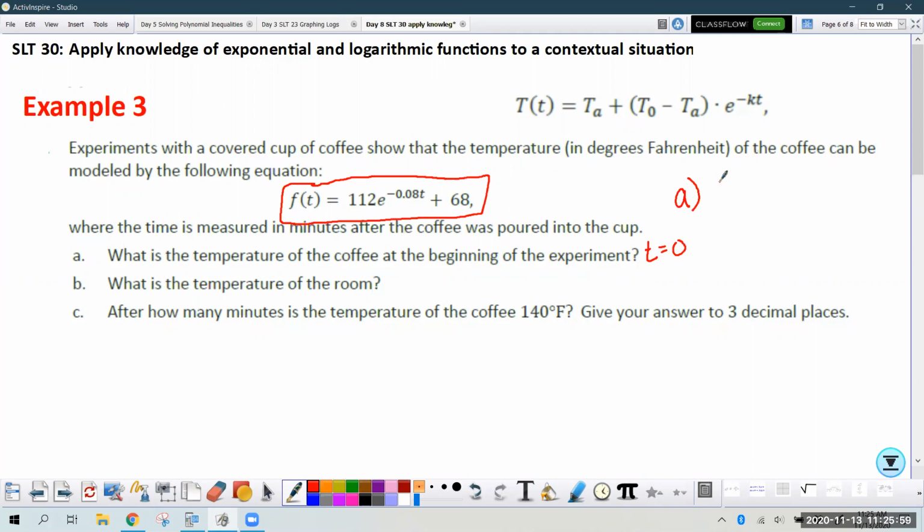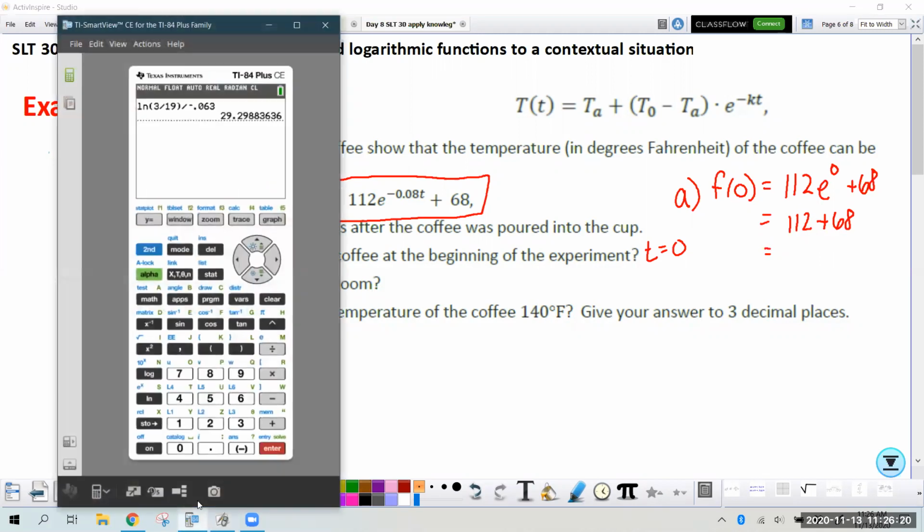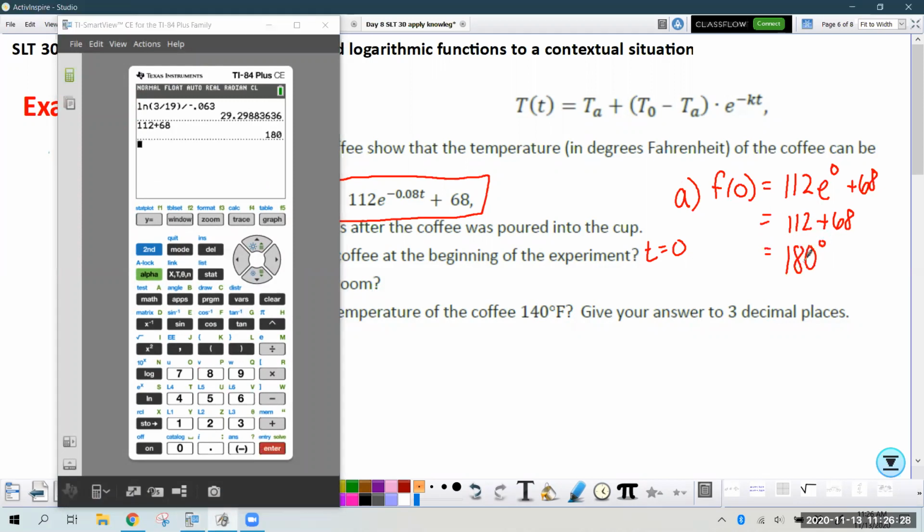Okay, so the answer for A, f of 0, 112 e to the 0 plus 68, because 0 times the decimal is still 0. e to the 0 is 1. So 112 plus 68, you can use your calculator, you can add it up. 180 degrees Fahrenheit.